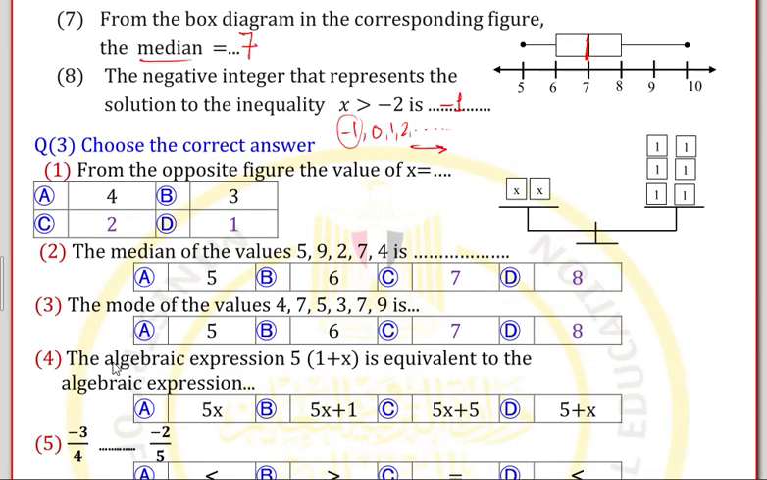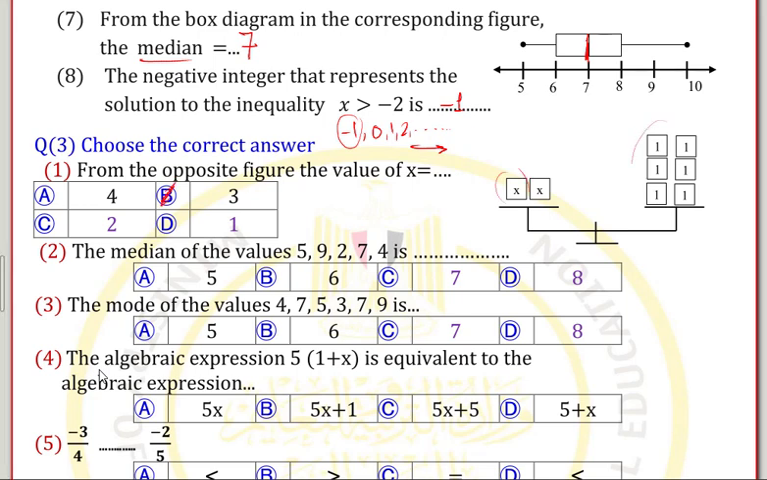So let's go to question 3. Choose the correct answer. Question 1, from the opposite figure, the value of x: 2x here is equal to 6, so one x is going to be 3.